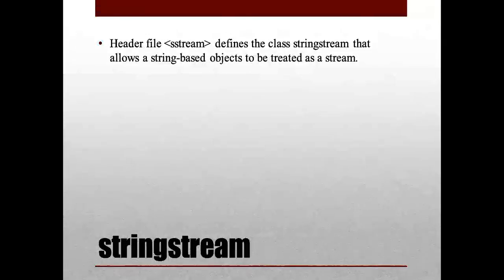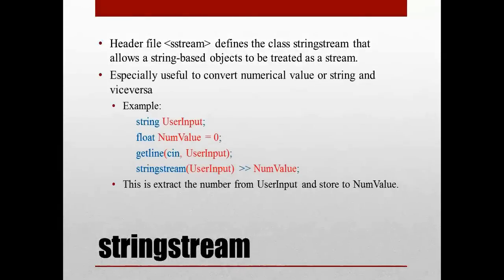So we can include iostream as a library file in the header. Then in the next line you can say include sstream. That's going to include all the libraries required for a stringstream. As I told you, it's especially useful to convert a numerical value to a string or vice versa.